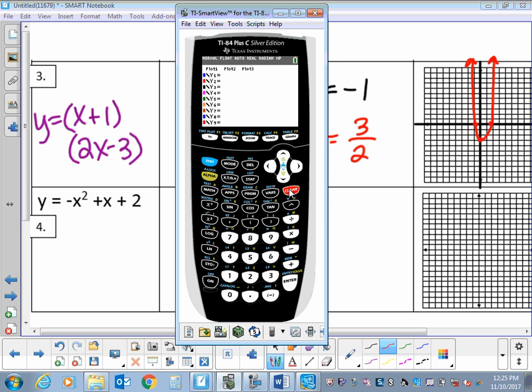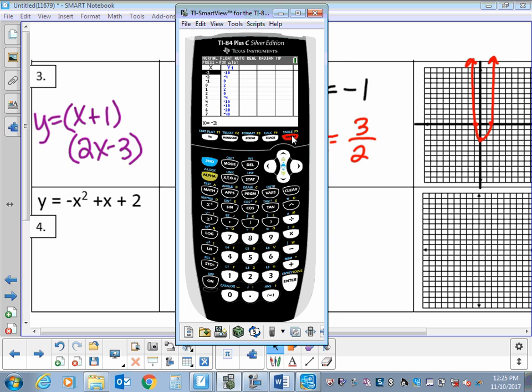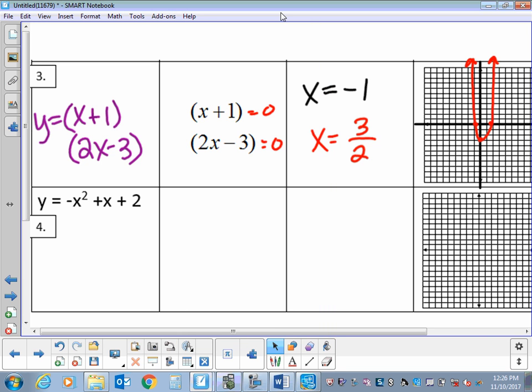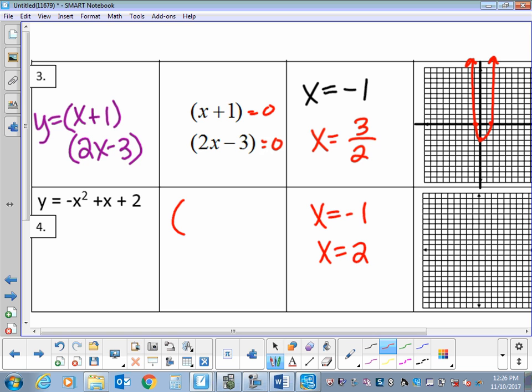So calculate. Negative x squared plus x plus 2. I'm going to look at my table first to see my x-intercepts. One x-intercept is negative 1. Do we see that? The other is positive 2. So x equals negative 1, x equals positive 2. What are my factors here? Anybody?